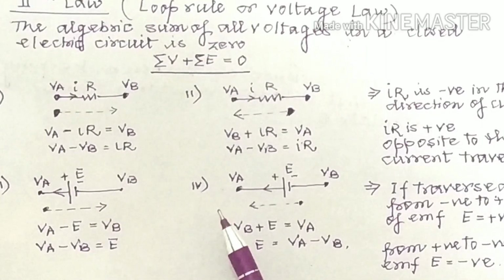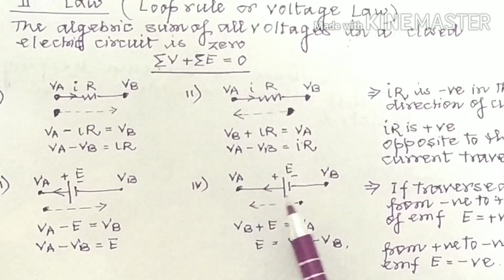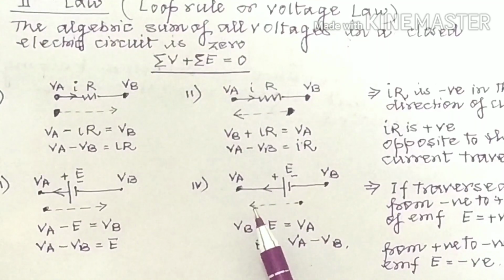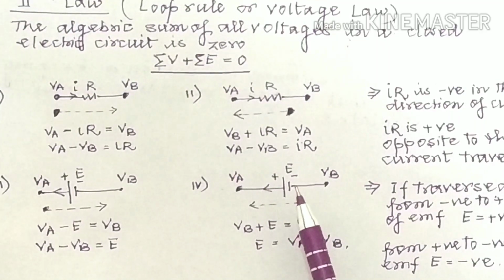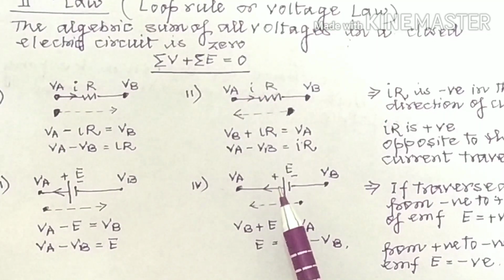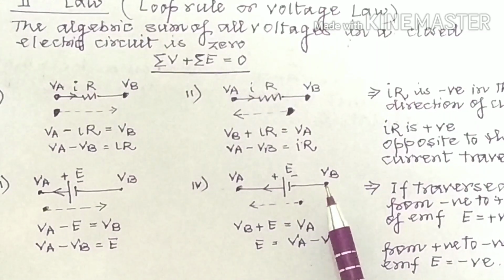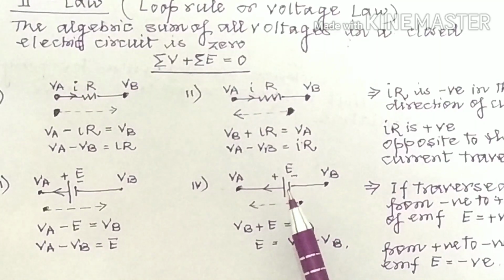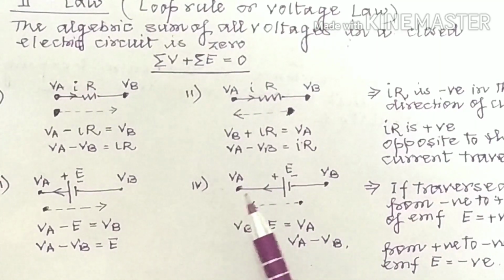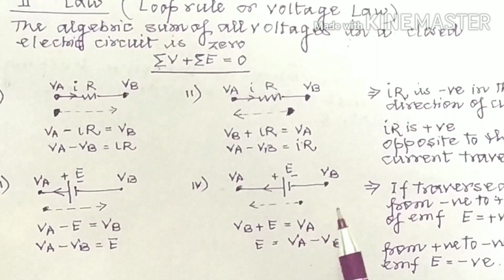Now in the fourth case, current flows like this as usual. You are moving in the direction of current, so you are moving from the negative terminal to the positive terminal. That is, EMF will increase. VB plus E is equal to VA. Remember these 4 points, very important, students.